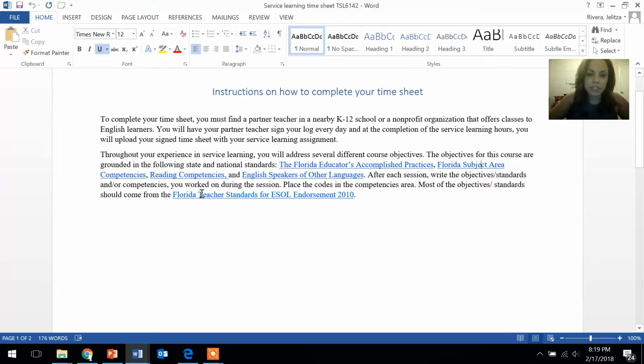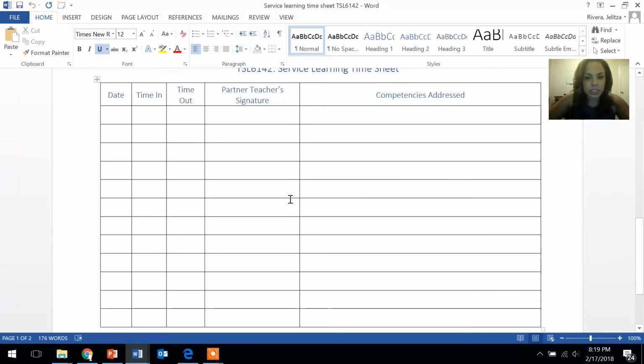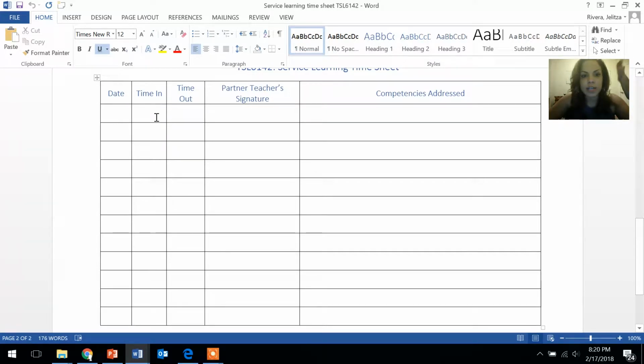Either way, you can definitely do the Florida teacher standards for ESOL endorsement. I will get into those in a minute. Whether you're completing your service learning in a K through 12 or a non-for-profit, you can definitely use the ESOL teacher standards for English endorsement. And what you're going to do with those is give me the date, the time that you went in, the time that you got out, your teacher's signature, and then the competency addressed. So you can put the code and then tell me, in other words, what it was that you guys did.